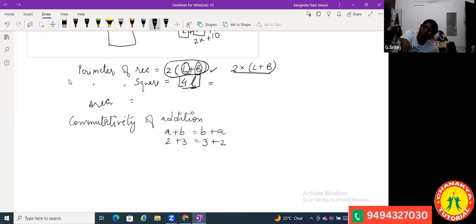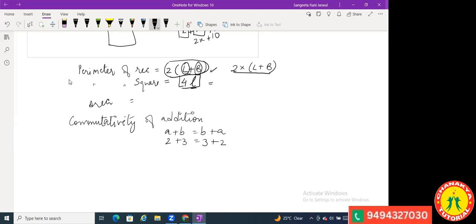Similarly, we have another rule, commutativity of multiplication also. As was just said, for commutativity of multiplication, A into B will be equal to B into A. This is for multiplication, right?